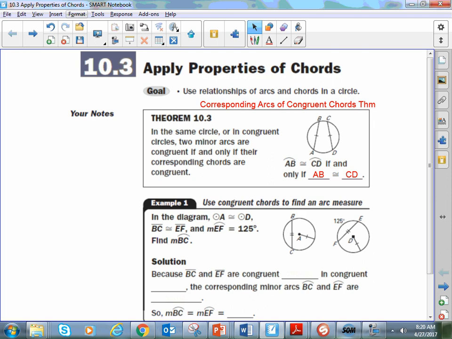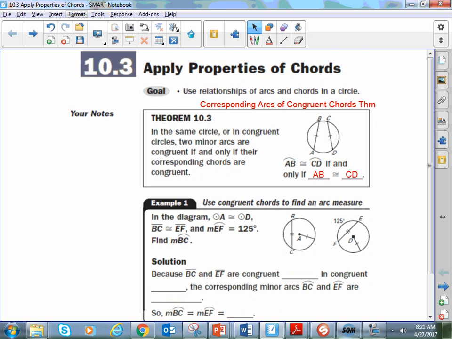Here we're talking about corresponding arcs of congruent chords. The chords we're referring to in the diagram would be chord AB and chord CD. Their corresponding arcs would be arc AB and arc CD. Because the two chords are congruent to each other, the two arcs that they create would also be congruent to each other.